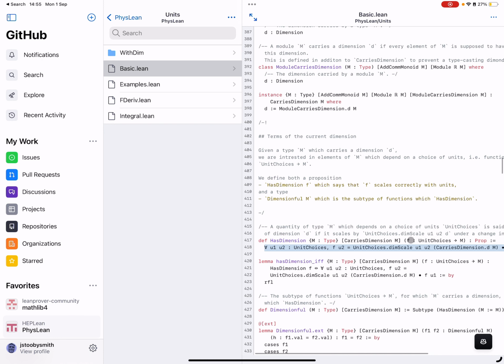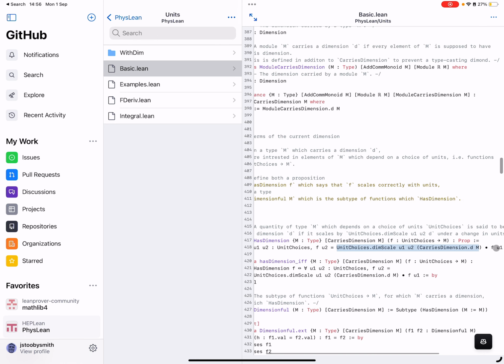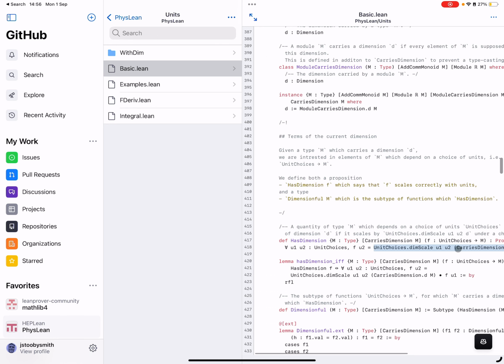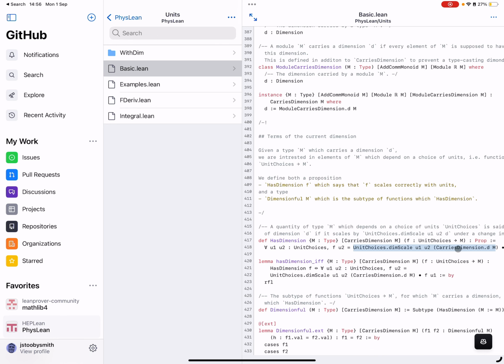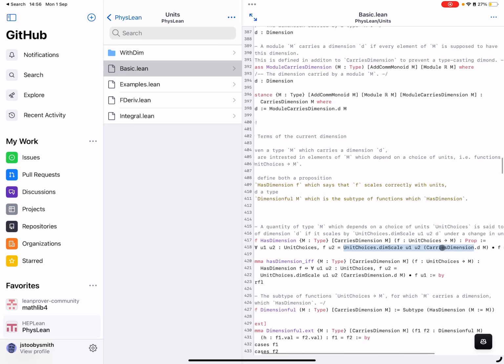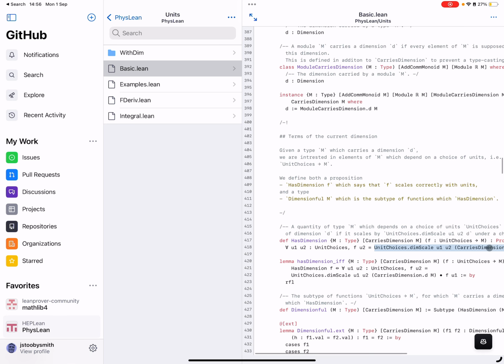So this says that if you have a term in M that actually depends on a choice of units, then that term has the correct dimension, the dimension of M, if under a change of units from U1 to U2, it scales by this dimensional factor. And this is kind of what we would expect. A quantity of dimension length, for example, is going to change by a scaling that depends on that dimension. And this unit scale, this dimension scale, is really that scaling.